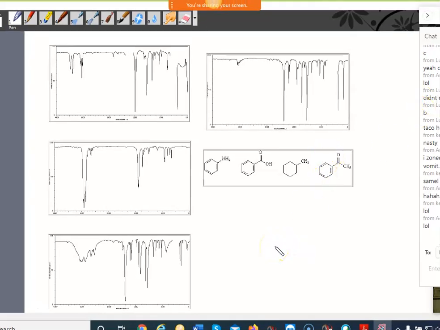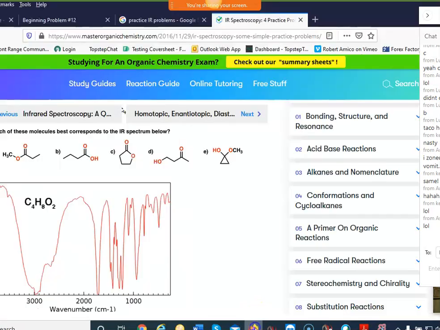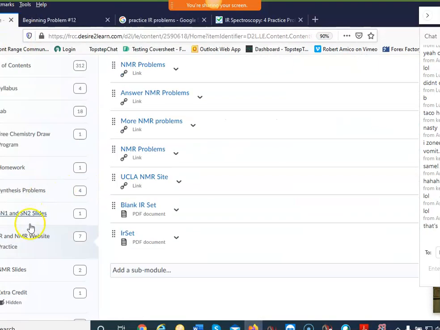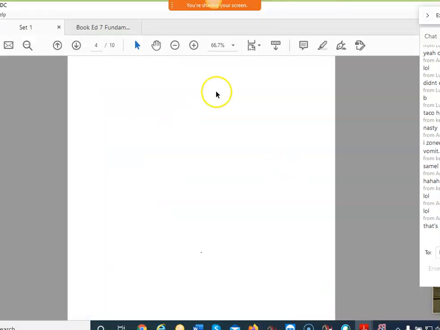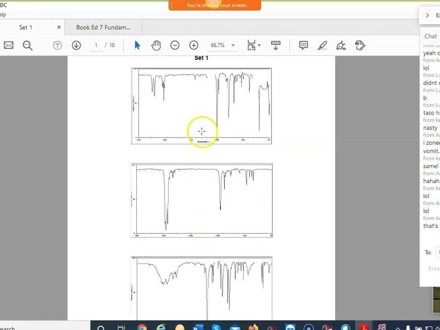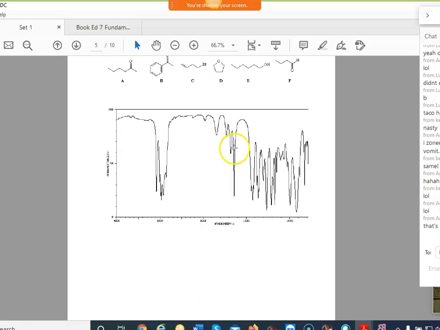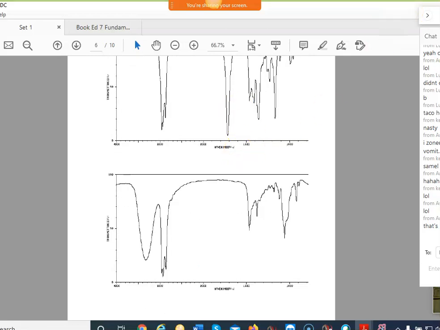Here's a problem. This might be hard to see. So I have a handout. If you go on our website, to the IR NMR practice section, I have this IR set. I posted this just right before class. If you pull it up, it's right here. There's set 1, a whole bunch of IR practice problems. So I thought we'd go through maybe a few of them, and then you guys can do it on your own.